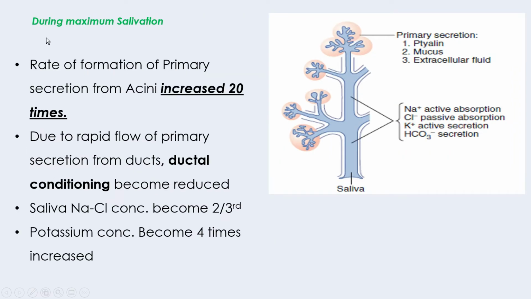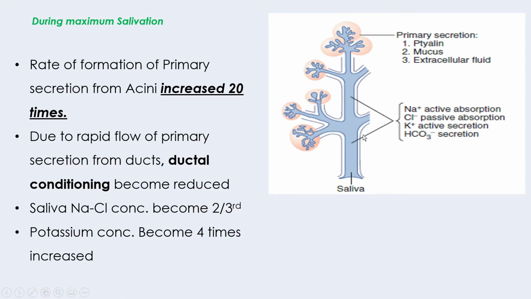And then during maximum salivation, when we are eating something, what happens at that time? The rate of formation of primary secretion from acini increases 20 times. Means the saliva formed by the acini will be increased 20 times, its amount is increased by 20 times, due to the rapid flow. So of course a large amount is produced and it is rapidly moving into the duct. Due to the rapid flow of primary secretion through the duct, ductal conditioning becomes reduced.